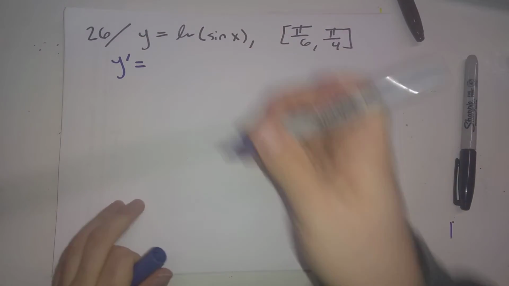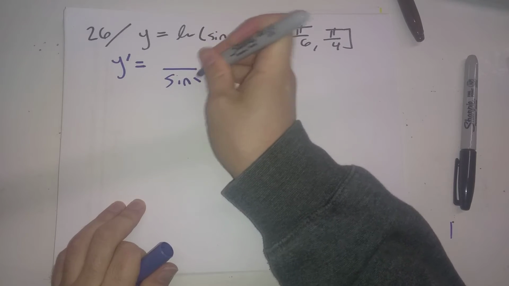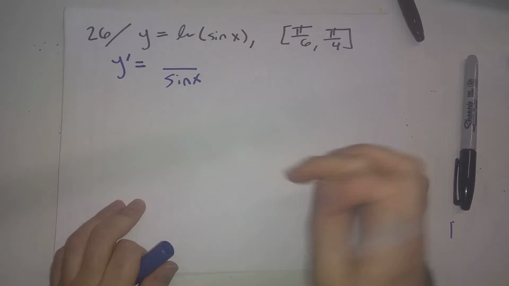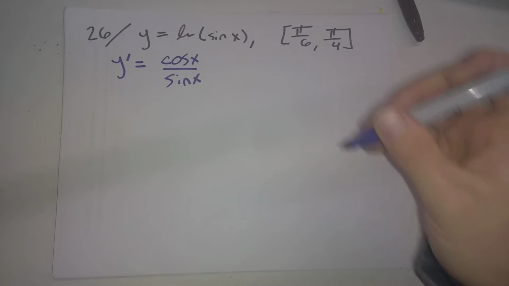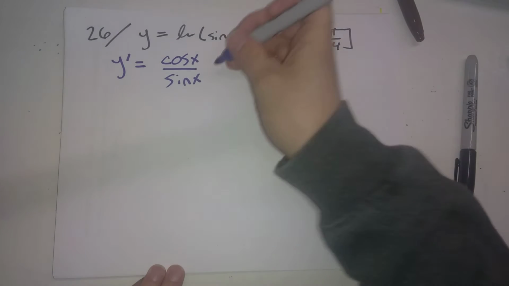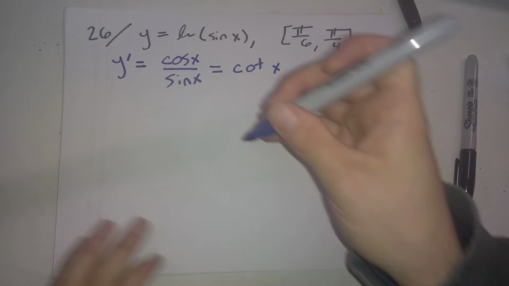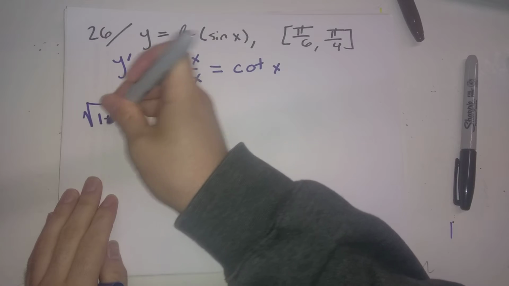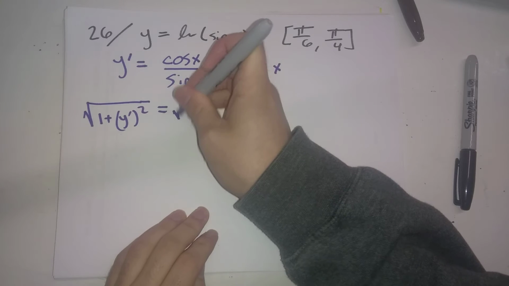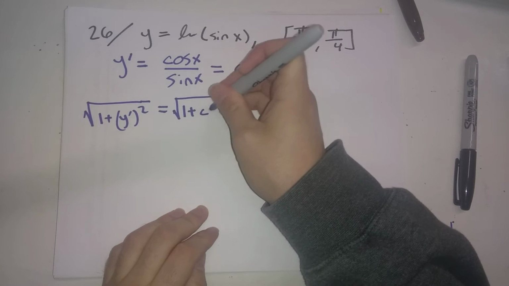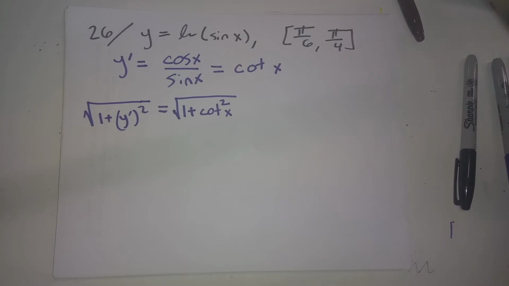y prime is equal to the derivative of this. The derivative of natural log of sine of x is 1 over sine x. We also have to use the chain rule and multiply by the derivative of sine x, cosine x. Cosine x divided by sine x is cotangent x. Okay, so now we are thinking about 1 plus y prime squared. So this is going to be the square root of 1 plus cotangent squared x. This should feel like there is an identity floating around.